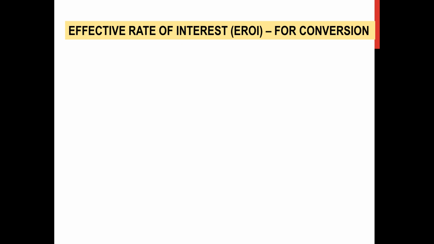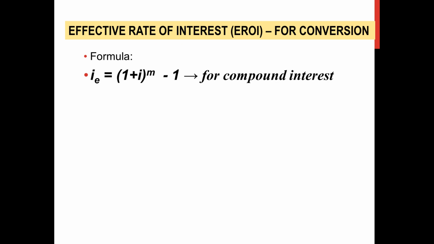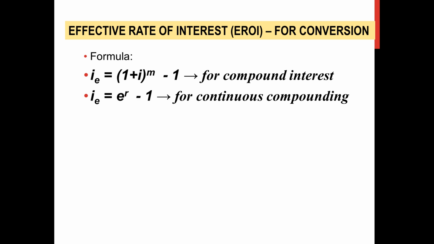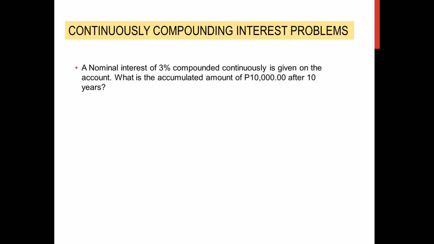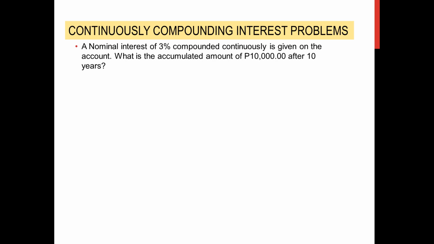So what about its effective rate of interest? Previously we had the effective rate of interest as 1 plus i raised to m, minus 1. This time, just replace the 1 plus i raised to m with e raised to r. And that will be the effective rate of interest for continuous compounding problems. So let us now have the example.